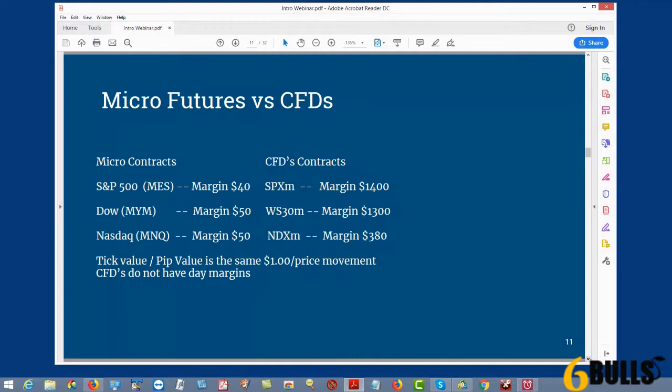So the nice part about these micro futures is that there's really no reason to trade CFDs any longer because the profit and risk factors are just not there. You always want to look at the risk reward. So how much am I going to risk and how much am I going to get? Well, if I risk $40, I can get $1.25 versus $1,400 for $1.25. So that would be nice to stay as a risk reward factor, keep the margins low.